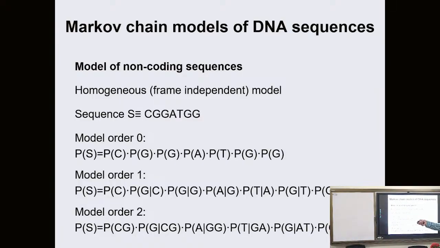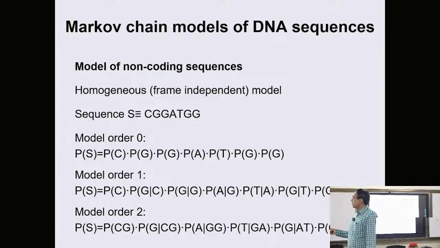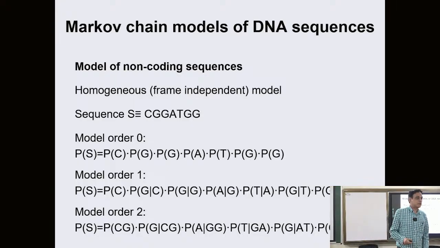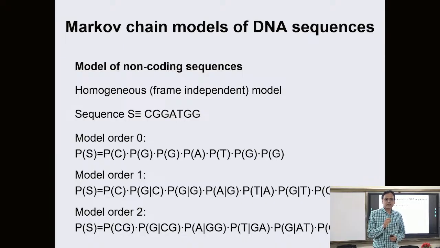So, frame independent or codon position independent. Let's consider this sequence. If I ask you to compute the probability of this sequence given a Markov chain model of order 0. Order 0 means that each of these nucleotides occurs independent of each other.